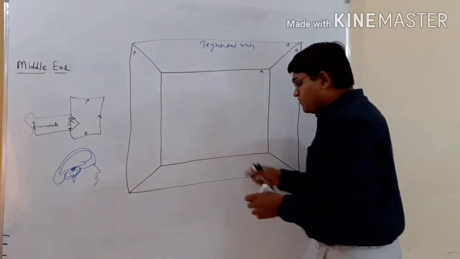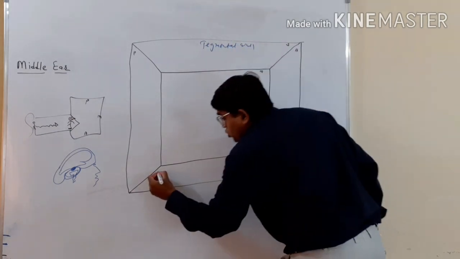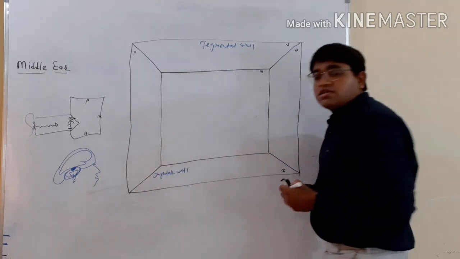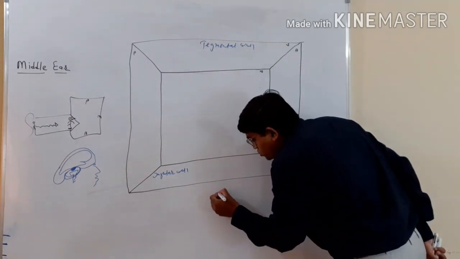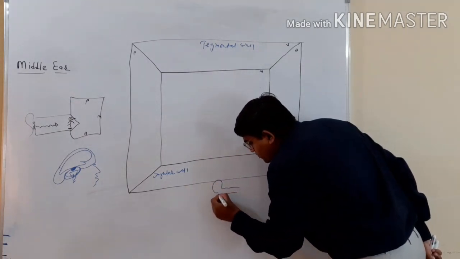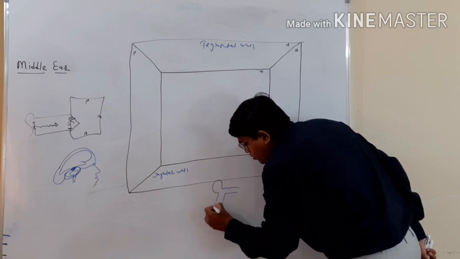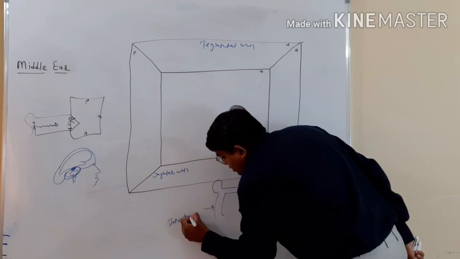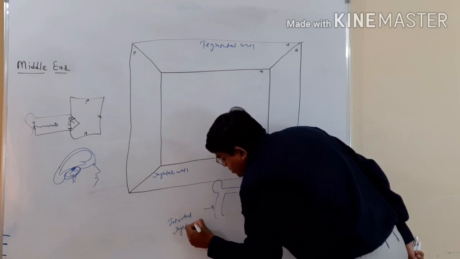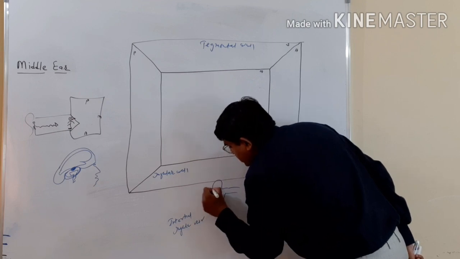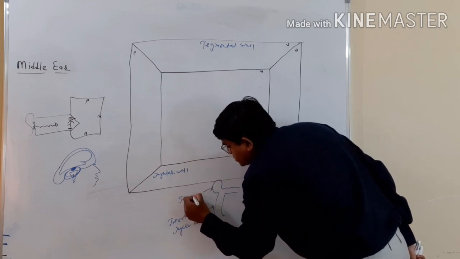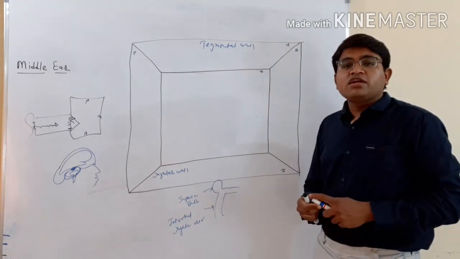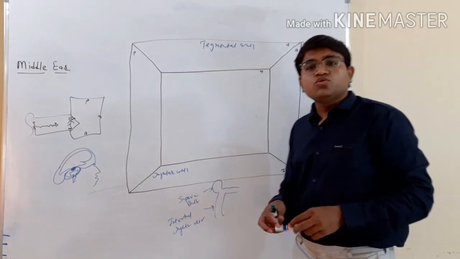This superior surface is known as the tegmental wall. The inferior surface is known as the jugular wall. Why is it known as the jugular wall? Because it is in close contact with the superior bulb of the internal jugular vein. It is in close relation to the superior bulb of the internal jugular vein, and that's why this wall is known as the jugular wall.